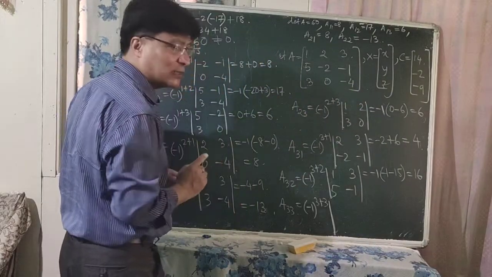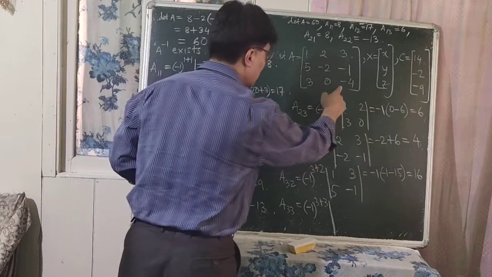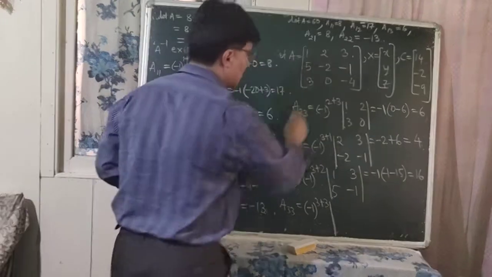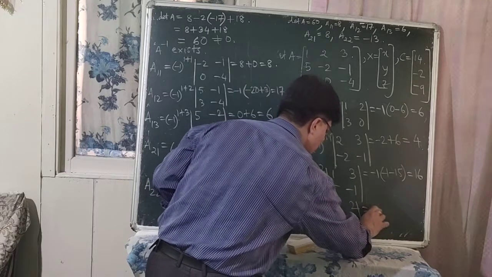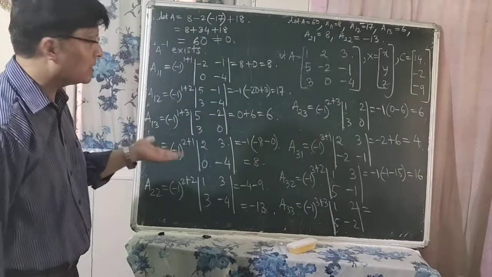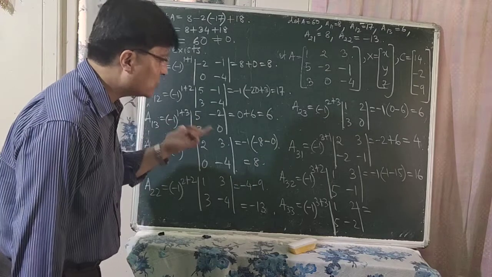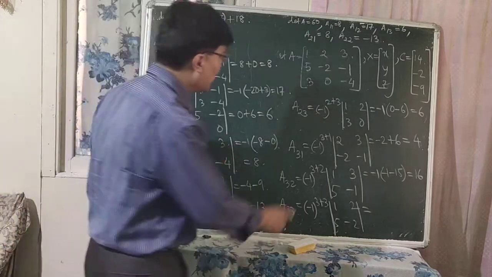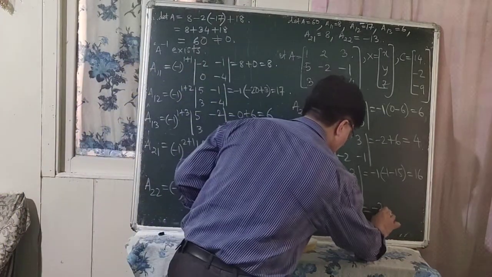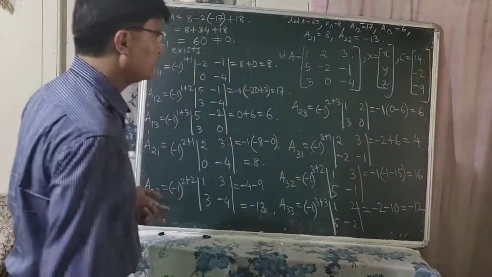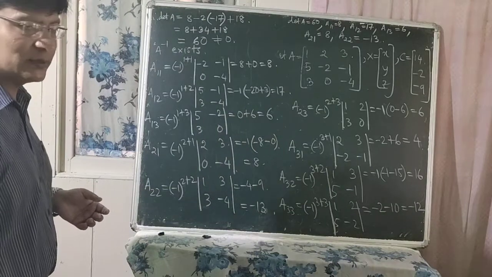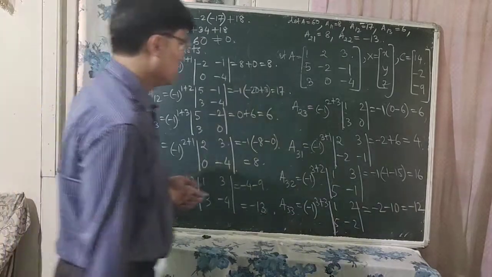So we have considered the sign. Now delete the row and the column of the element minus 4. That is 1, 2, 5, minus 2, which is equal to minus 1 whole to the power 6. What is minus 1 whole to the power 6? It is plus 1 always. Now we have to expand this determinant. It is minus 2 minus 10, which is equal to minus 12. So I think you have understood it. Okay? So you can copy it.